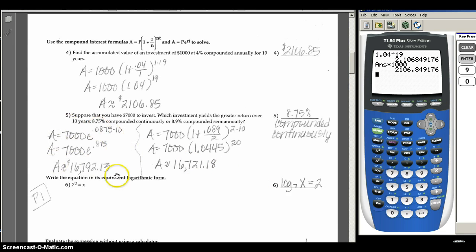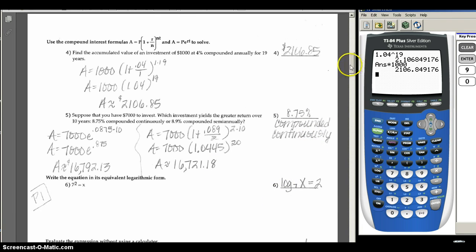Number 5, I actually have to solve it 2 different ways because they want me to compare. So I have it plugged into my A equals Pe^(rt) formula and my compound interest formula. When I plug everything in here and number crunch, I get $16,792.13. And when it's compounded twice at the higher interest rate, I get $16,721.18. So it's better to invest the $7,000 at 8.75% compounded continuously. You get a little bit more money.